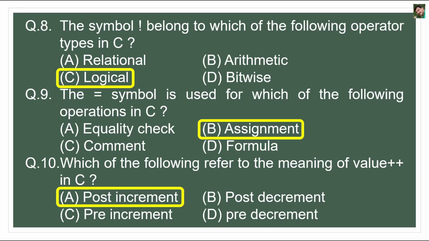Similarly, if you write minus minus sign before variable name, it is called pre-decrement. And if you write minus minus sign after variable name, it is called post decrement. Increment is used to increase the value by 1, and minus minus is used to decrease value by 1. But how they increase and decrease differs based on how you are using it.